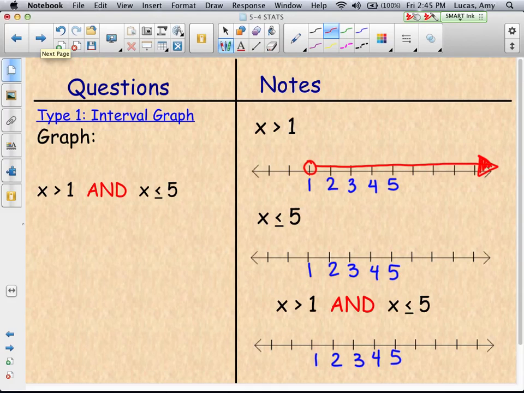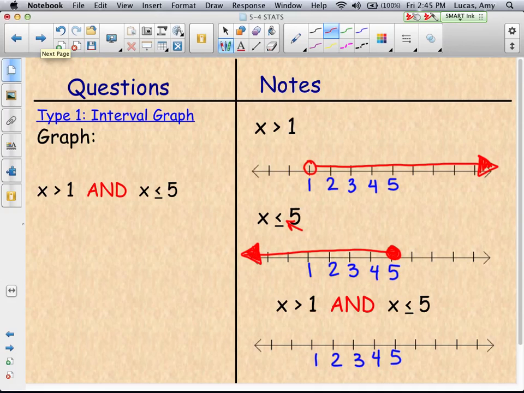So x is greater than 1 would be an open circle, and the numbers get larger to the right. That is x is greater than 1. X is less than or equal to 5 is going to be a closed circle because of the line underneath, right here in the symbol. And less than or equal to goes to the left.